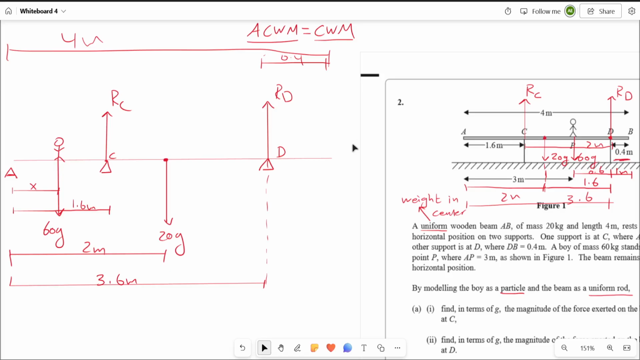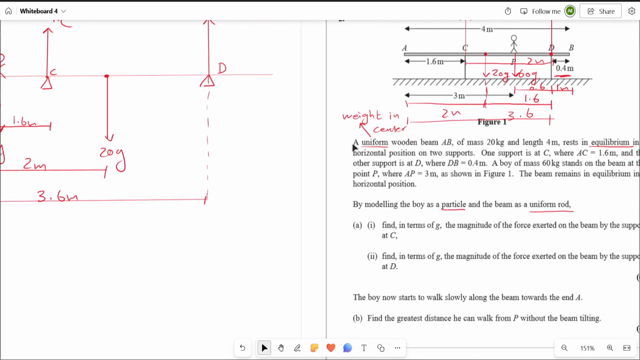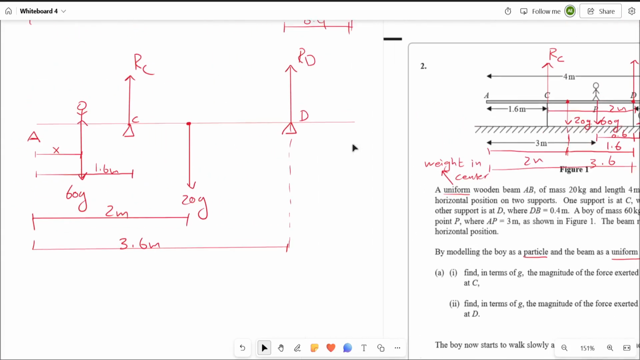This question actually, the marks are not for the equations. It's not very difficult. It's not tedious. It's not hard. Actually, the equation is super easy. The marks here, or the complexity, is in the way you think, or the way you deduce what's happening. Now we want to find the greatest distance that he can walk from P without the beam tilting. Without it tilting means that if this guy moves a little bit more to the left, we are going to start tilting.